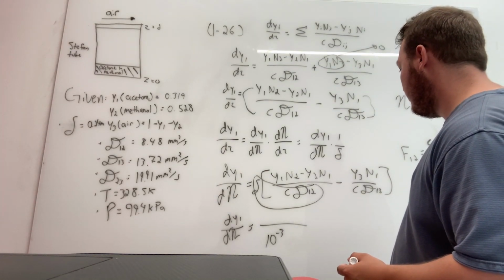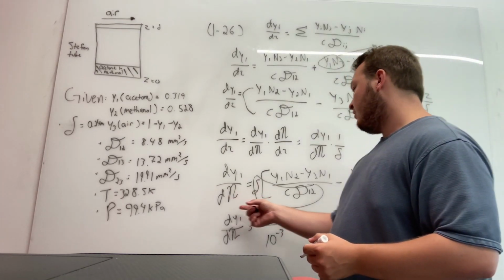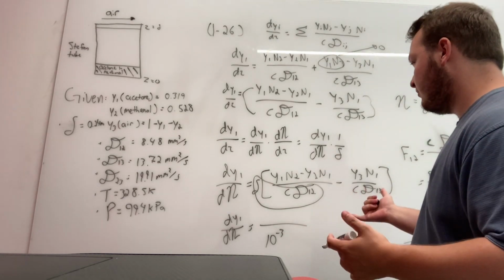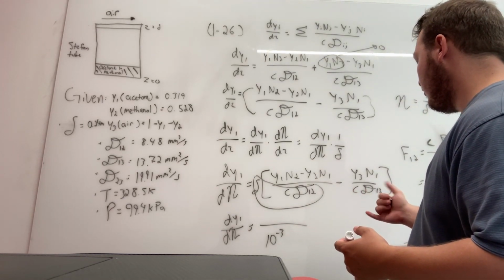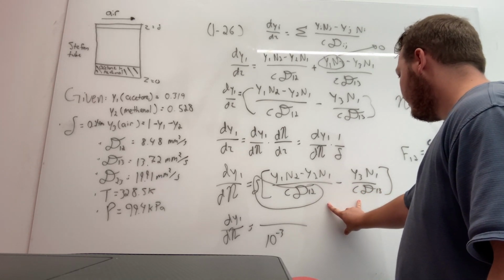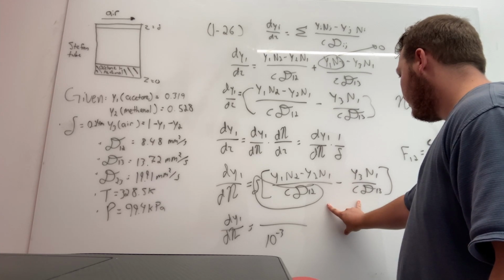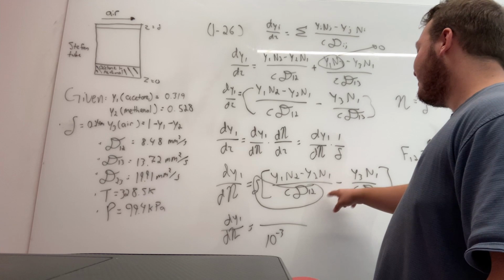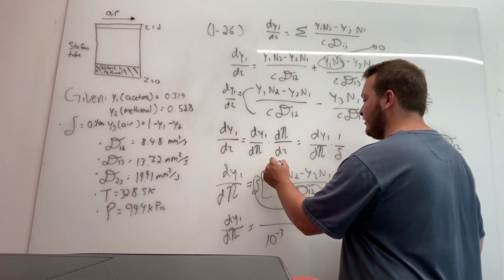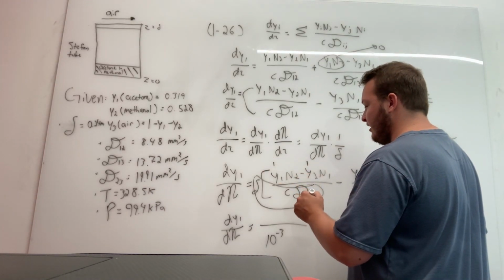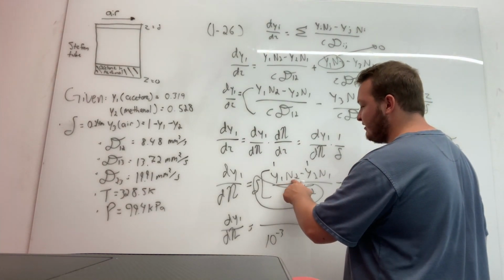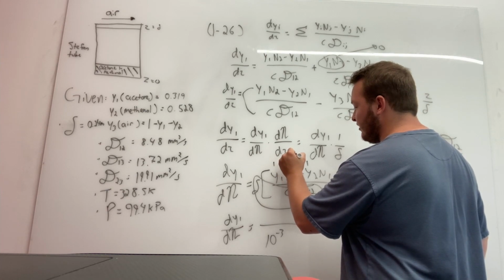Since this is 1, we know that these two things are approximately equal to each other. Sorry, they're not equal to each other. One minus this is equal to this. So we can do an order of magnitude estimate. This is 1, this is 1, so then this is 10 to the negative 3. So we know that this times this would have to be equal to 10 to the 3rd.